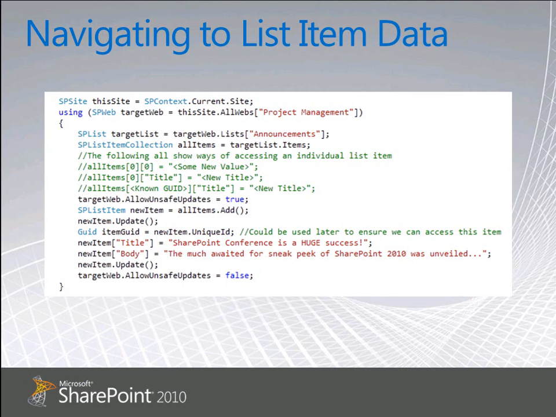And what we could do in the meantime is set the values of some of its fields, such as its title and its body. We again call update to commit those changes, and good housekeeping would be to turn off allow unsafe updates again after we no longer need it. So fairly simple and straightforward, and you will see many more examples like this throughout the rest of this module, and in fact throughout the rest of the course.